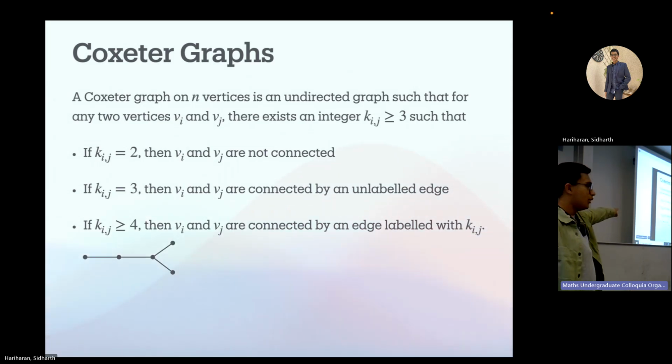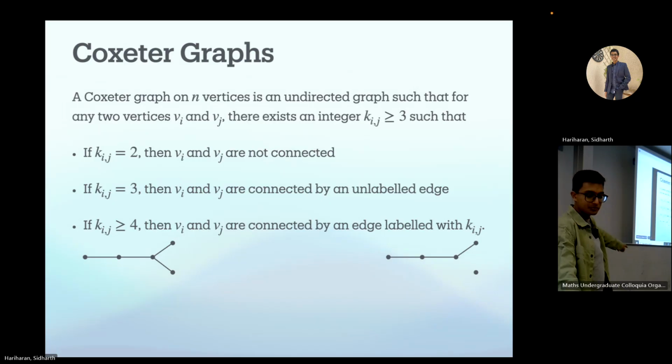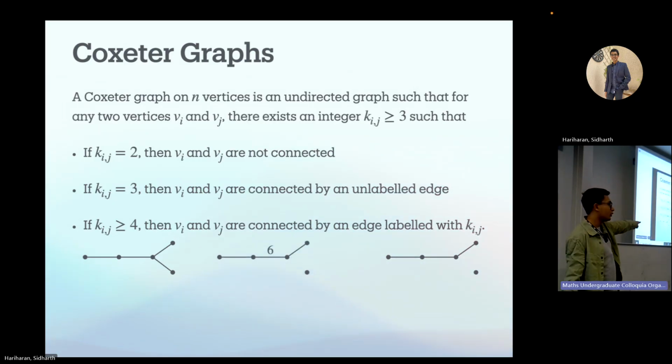So this is an example of a Coxeter graph. This is actually the Coxeter graph of an irreducible Coxeter group. This is another example of a Coxeter graph. This is the Coxeter graph of a reducible Coxeter group. Technically, by our definition, this is also a valid Coxeter graph, but this is not the Coxeter graph of any Coxeter group.